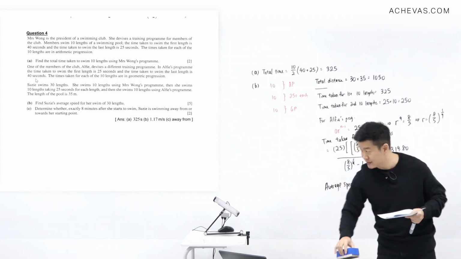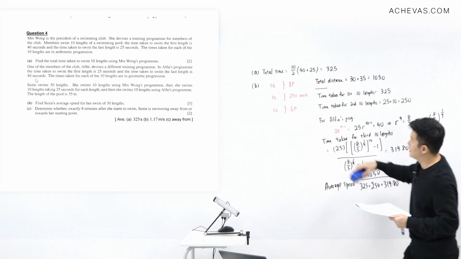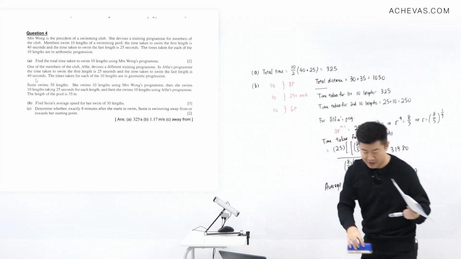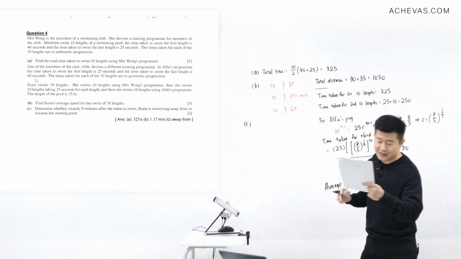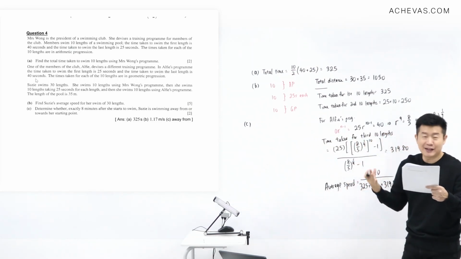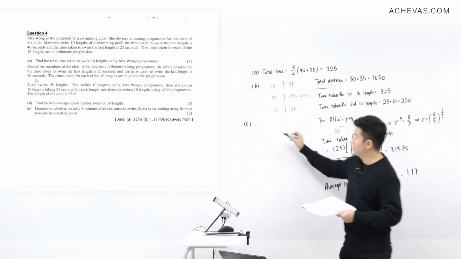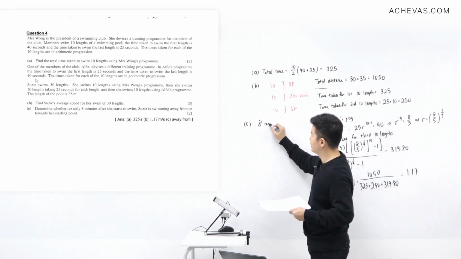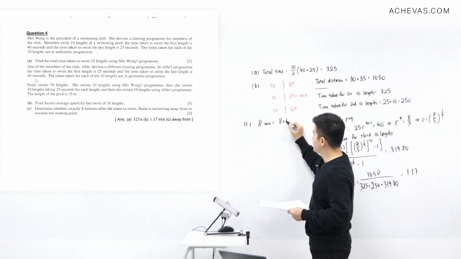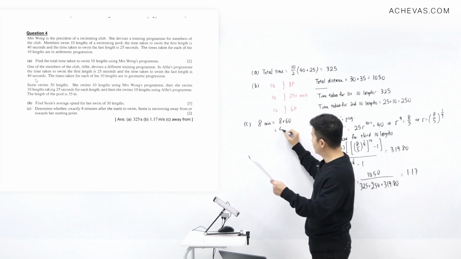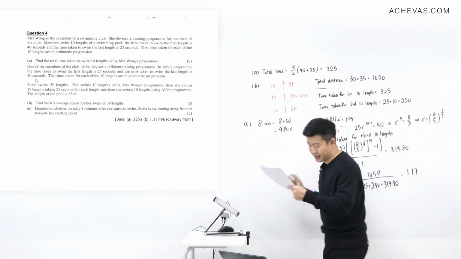Let's try to analyze this. I need some space. Okay, let me make use of this space here to do my analysis. So for part C, the first thing is 8 minutes. Everything that we have discussed here is in seconds, so let's try to convert this 8 minutes. 8 minutes is going to be equal to 8 times 60, which is equal to 480 seconds.